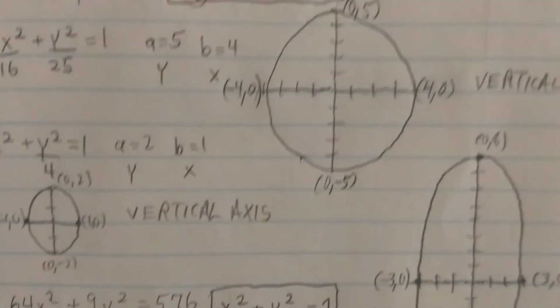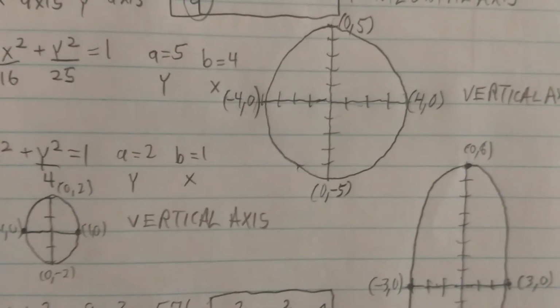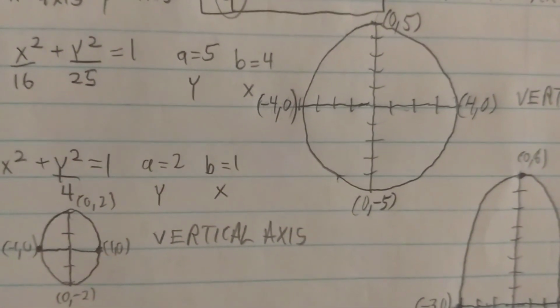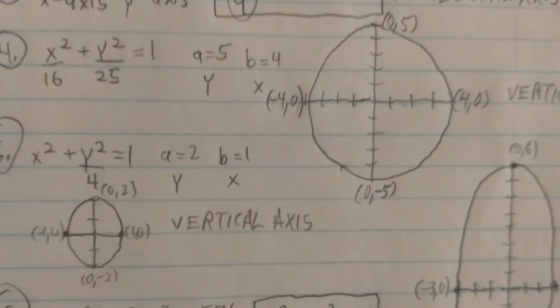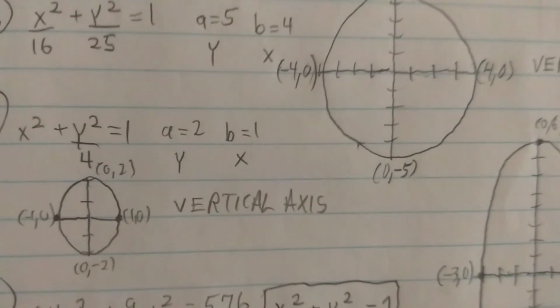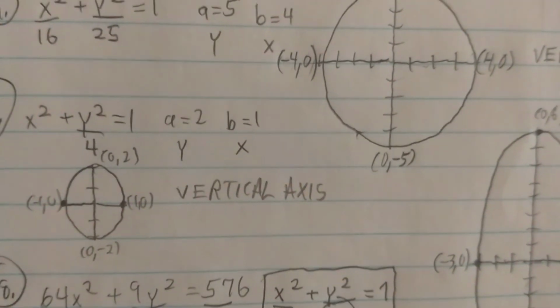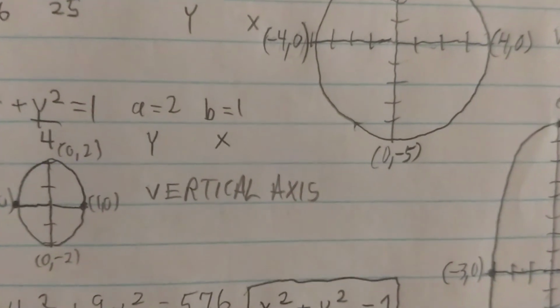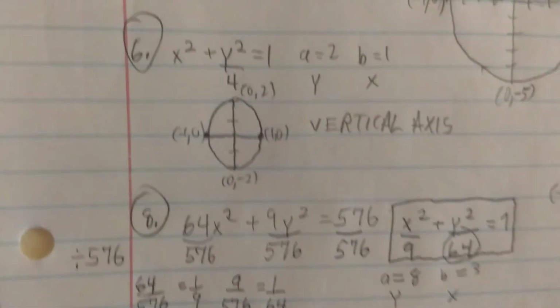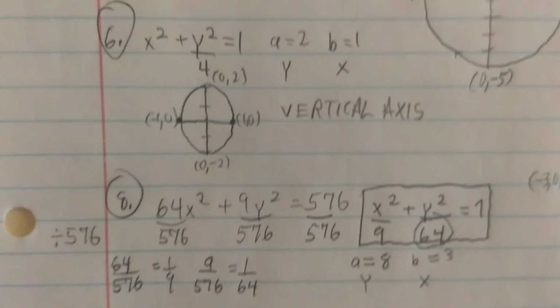And now looking at, we want to graph this, we can see that from the center, up and down 5 are the major axis vertices, (0, 5) and (0, -5). And left and right are the minor axis vertices on the x-axis, (-4, 0) and (4, 0). And we do want you to graph that. There's only 2 more to graph.